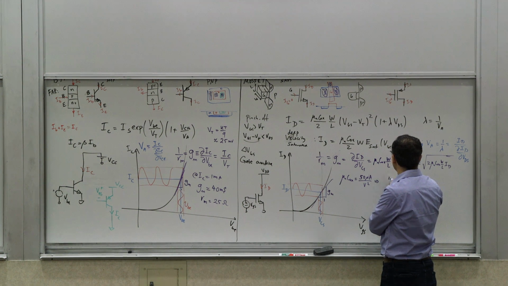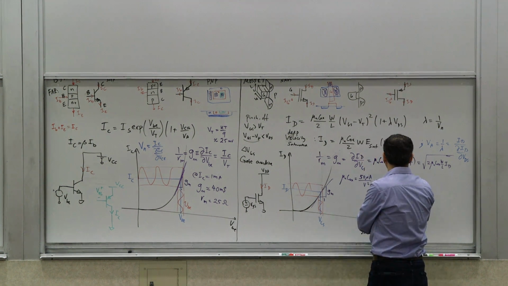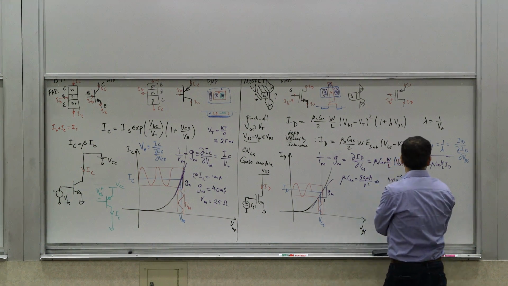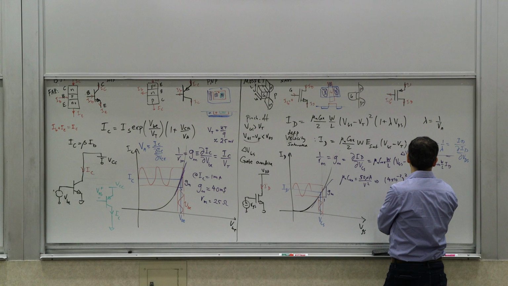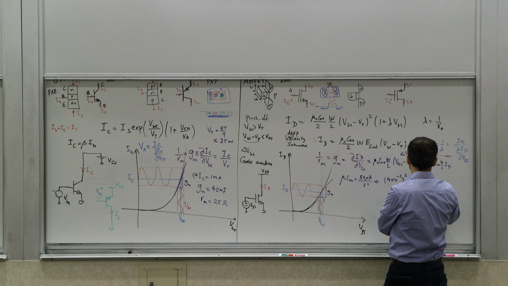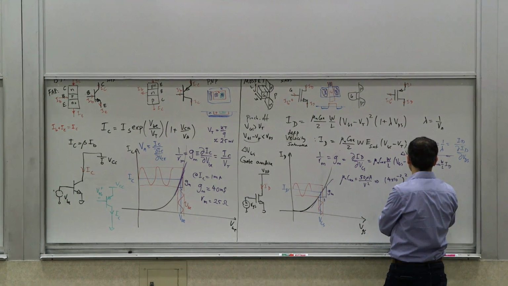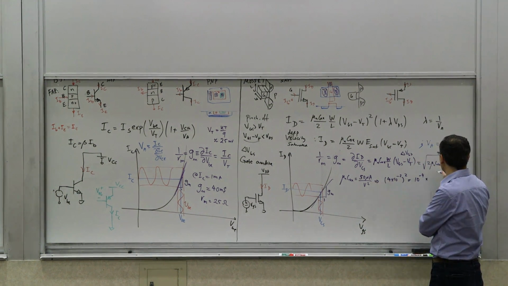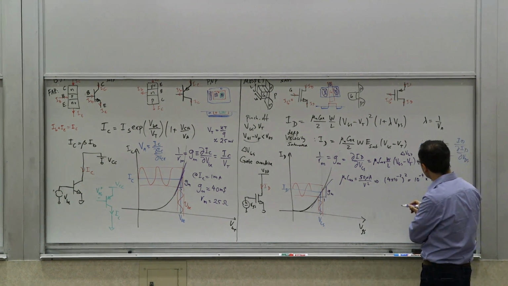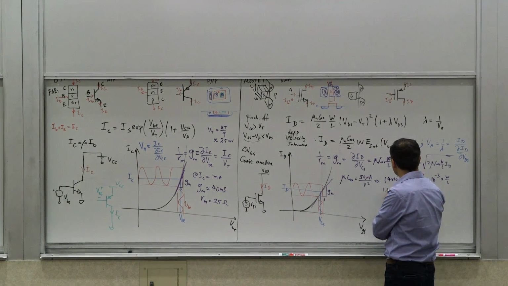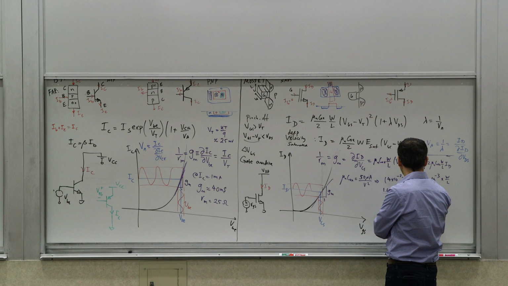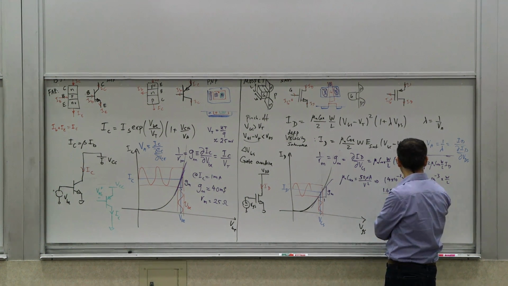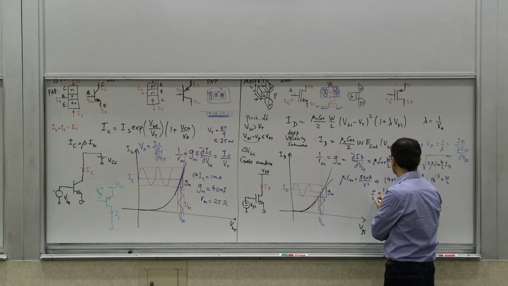You can say, okay, GM is 40 millisiemens, so it's 4 times 10 to the minus 2 Siemens, squared. And here you have 2 times that, so you get basically 100 microamps per volt squared, which is 10 to the minus 4, and then you have here 1 milliamp times W over L. So you do this calculation, you get 1.6 times 10 to the minus 5 here. You get 10 to the minus 7 from there. So that's your W over L.